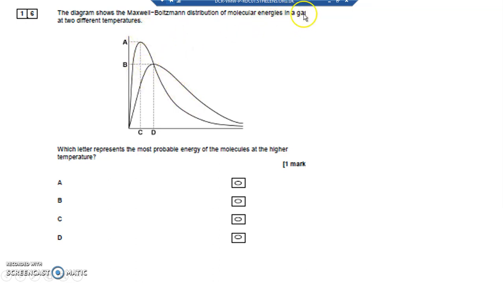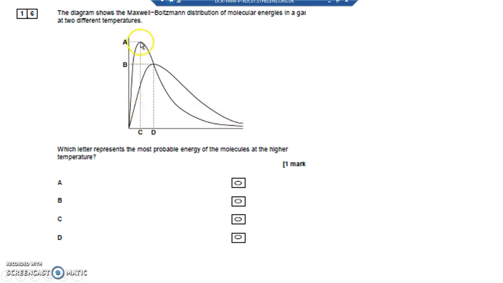It's in some kind of vessel, a sealed vessel, so the number of molecules stays the same. So the area under the curve represents the number of molecules. This is the higher temperature, where the peak is lower and there's a shift towards higher energy, more particles with a high energy. Incidentally, they both go through the origin.